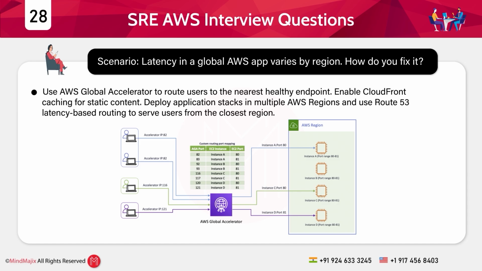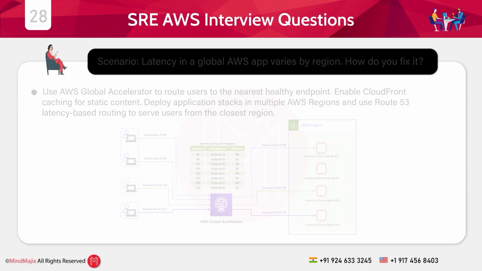If the application relies heavily on a database, I would implement Aurora Global Database or DynamoDB Global Tables for low latency data access worldwide. Finally, I would set up continuous monitoring to measure the latency improvements and quickly detect any performance bottlenecks.